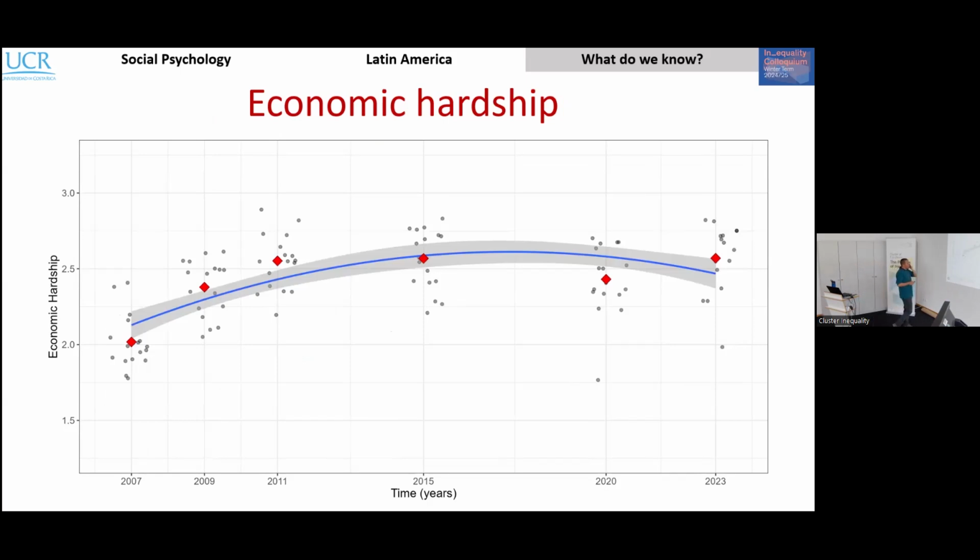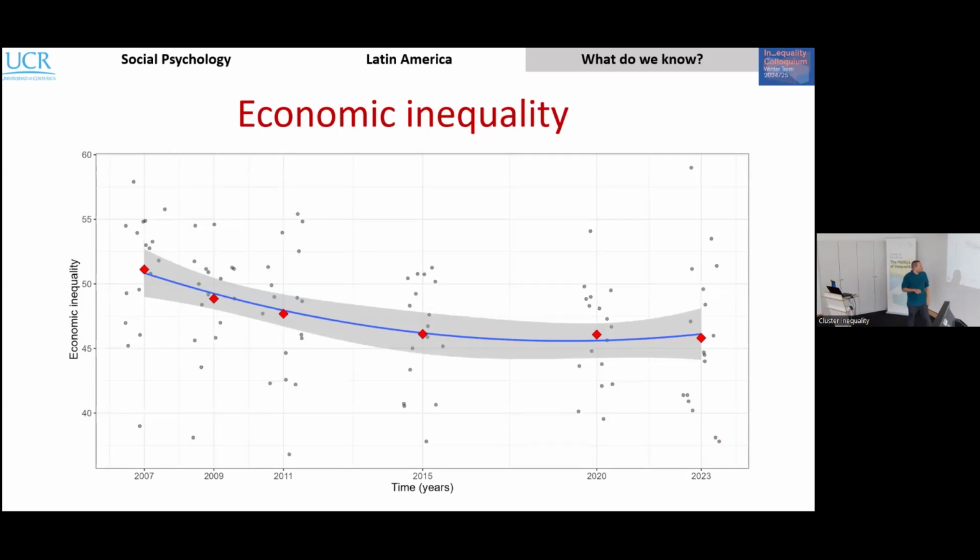Then we evaluate the economic hardship. People were responding that over time their income was enough to pay for their living. But again, in 2015, this pattern started to change. It started to go down until now. Okay, so you can see this here. It was going up and then it changed in 2015. Economic inequality as well was going down, but it changed between 2015 and 2020.